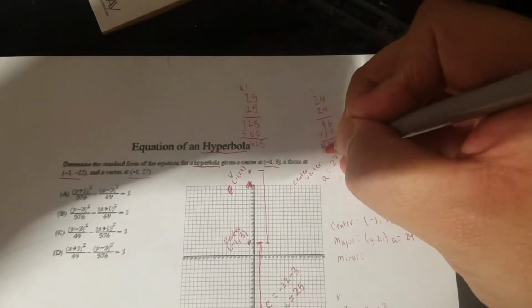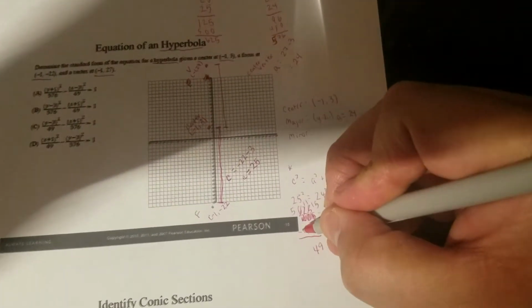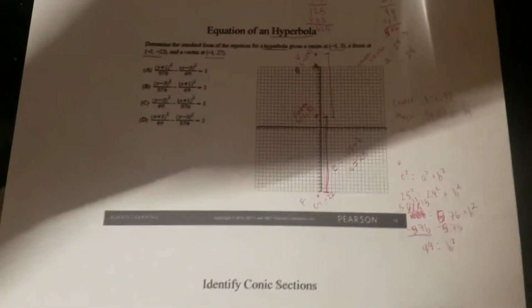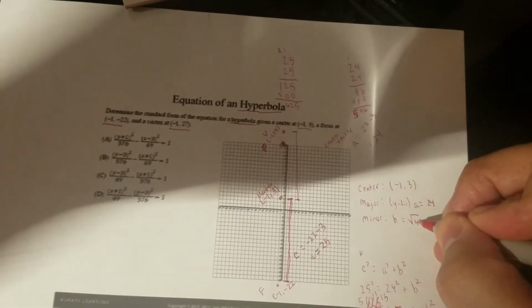This is 576, I'm sorry. Okay, so this equals 49, I'm sorry. So B squared equals 49. Okay. Now, from here, that means B is square root of 49. Okay. So my minor over here, B is equal to square root of 49. Okay.